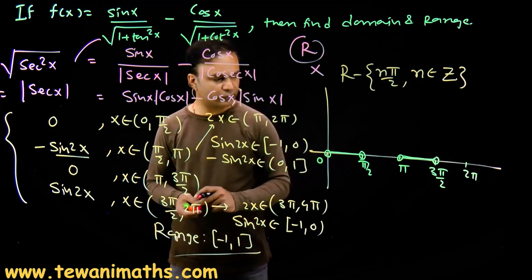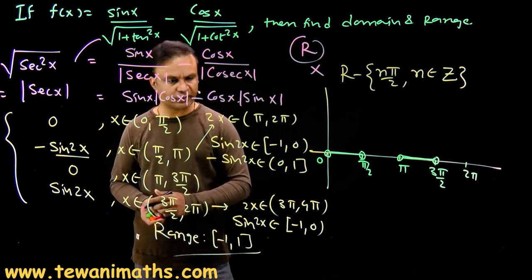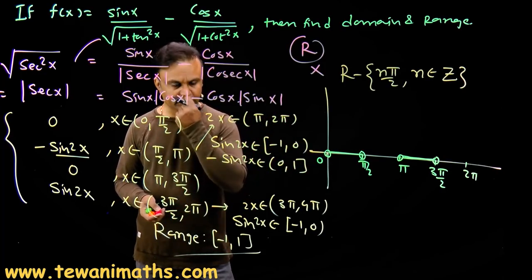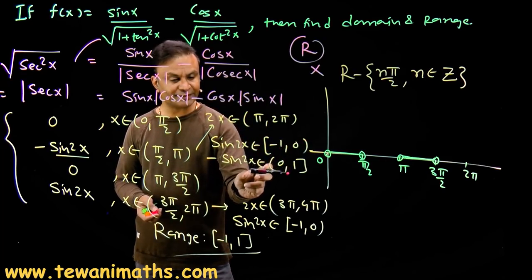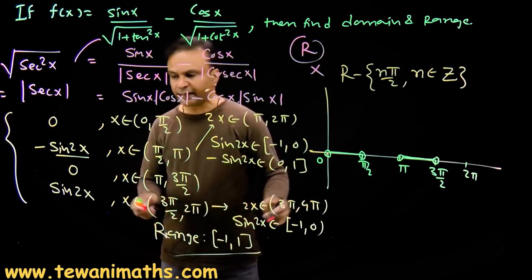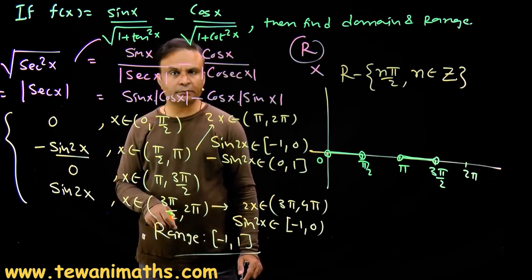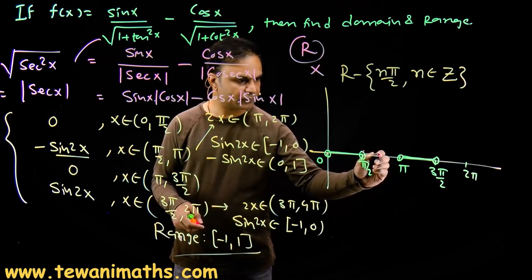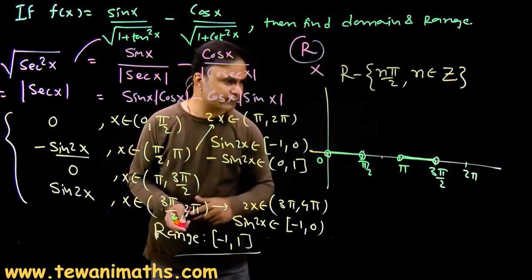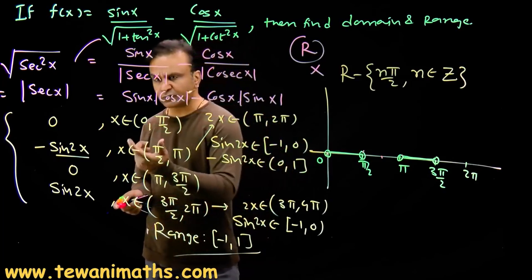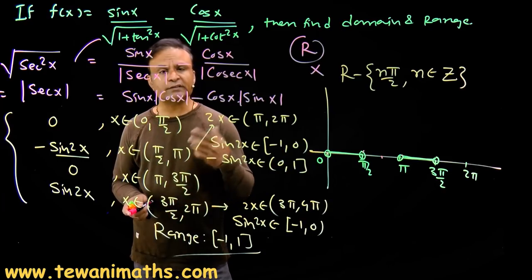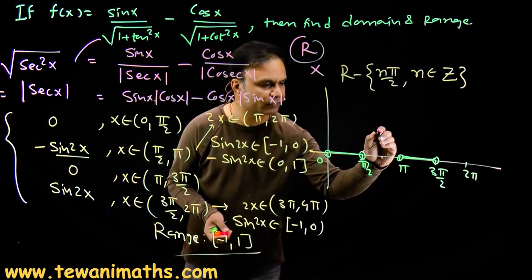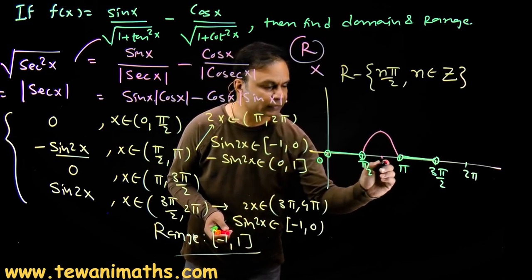Now pi by 2 to pi, where the function is minus sin 2x, as we have seen here, 2x belongs to pi to 2 pi for these values of x, where sin 2x is negative but minus sin 2x is positive. At pi by 2, sin pi is 0, and at pi, sin 2 pi is 0, and in between, the angle is 3 pi by 4. That means 2x will be 3 pi by 2, sin 3 pi by 2 is minus 1, and minus of minus 1, that is 1. So we have a graph like this in this interval.